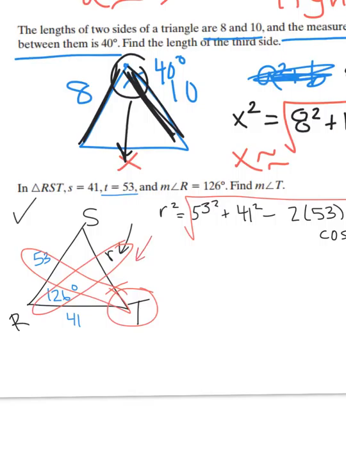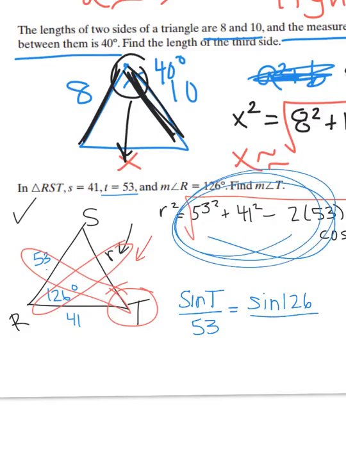Now, in order to find angle T, I'm going to use law of sines. So the sine of T is to 53, because that's the side opposite, as the sine of 126 is to R. Whatever you get for this number, put it down right here. So in the end, you can cross multiply. Do the cross products, and you're going to use sine inverse because you're trying to find an angle measure. So this is an example of combining law of sines and law of cosines.